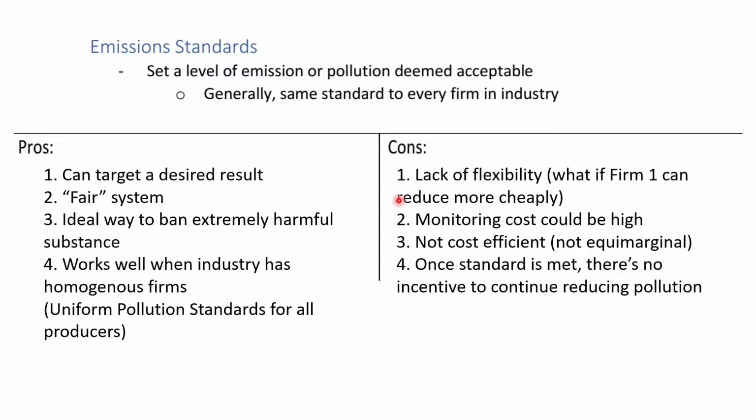Now the cons. Lack of flexibility. What if one firm can reduce emission much more cheaply? For example, let's go back to the comparison between Honda and GM. Let's say that currently they're both meeting the standard. Well, now clearly Honda can further reduce their emission, meaning improve their efficiency even more. But with an emission standard, once they've met the standard, they have no more incentive to continue to reduce.